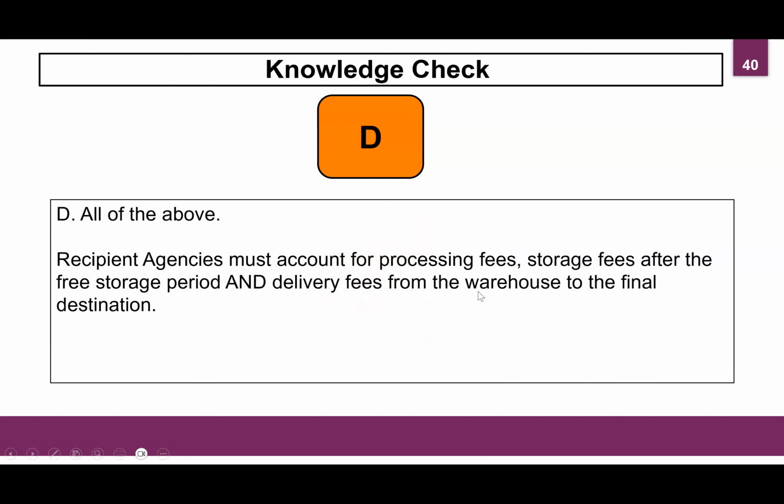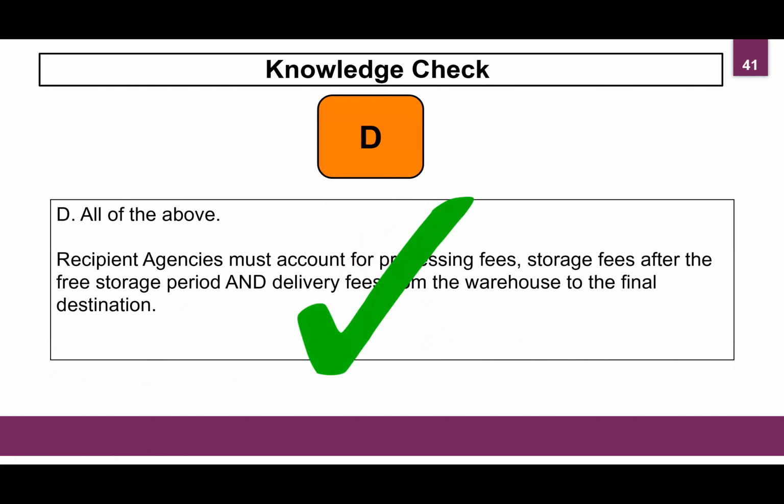Right, so D, which was the most common answer, is the correct answer: all of the above. Recipient agencies must account for processing fees, storage fees after the free storage period, and delivery fees from the warehouse to the final destination. So yes, D was the correct answer. All right, gold star for everyone.